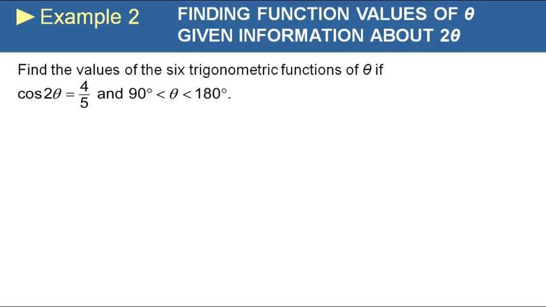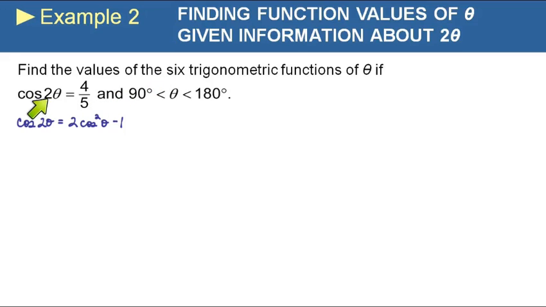For example 2, they're giving us cosine of 2 theta equals 4/5, and they're telling us that theta is between 90 and 180. So that means theta is in quadrant 2. And they're asking us to find the 6 trig functions of theta.